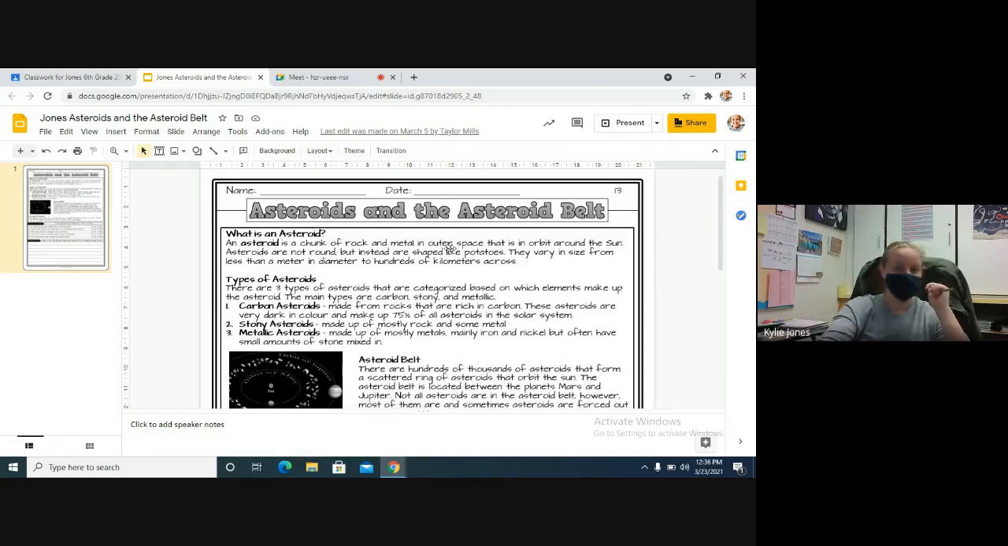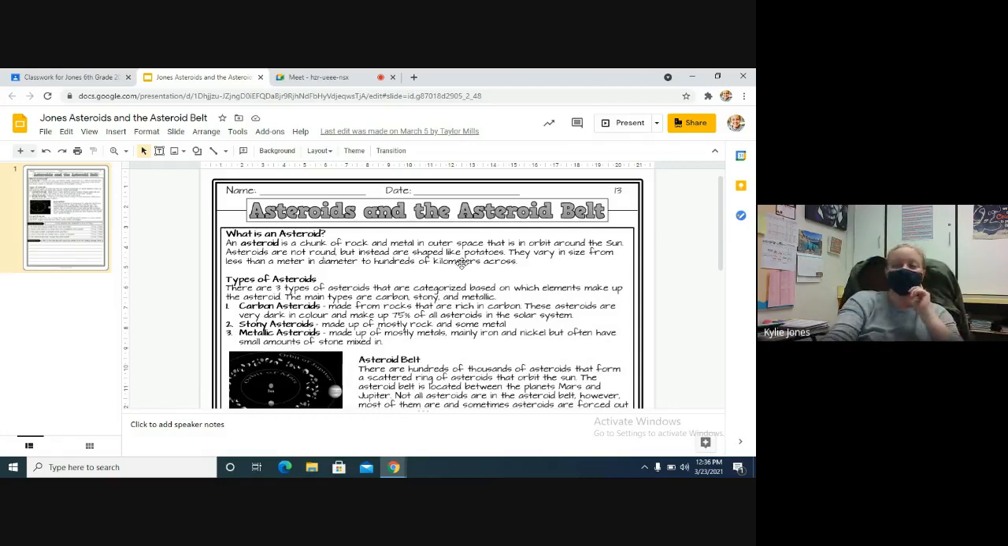Asteroids are not round, but are instead shaped like potatoes. They vary in size from less than a meter in diameter to hundreds of kilometers across. So they can be less than 3 feet long, or they can be hundreds of kilometers big, which is huge. And they don't look like a French fry. They look like an actual potato.